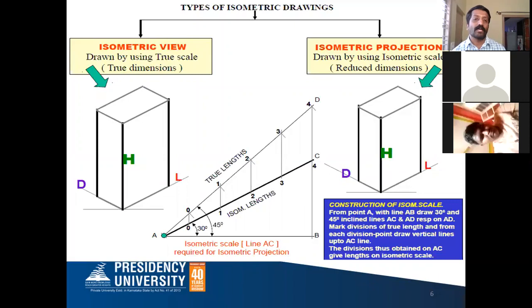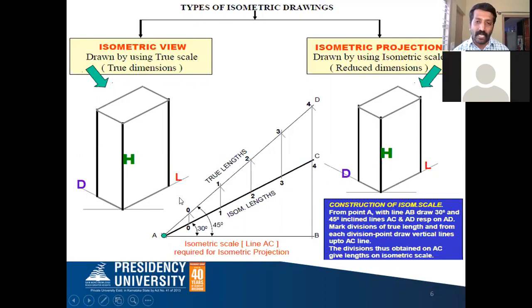Next, how to draw the isometric scale. Here it is clearly given. This entire diagram is called the isometric scale diagram. First draw one horizontal line, and from any left hand point draw both a 30-degree line as well as a 45-degree line to some length. With the help of your scale, on this 45-degree line, that is AD, you mark the dimensions, for example 5 millimeter, 10, 15, 20 millimeter, like that, for your reference.